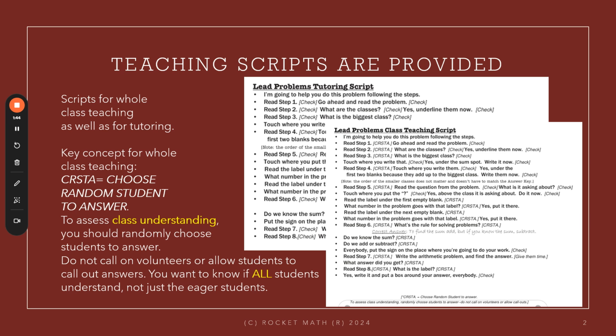To accurately assess class understanding, it is critical not to allow call-outs and instead to call randomly on your students, eventually calling on everyone. You are searching to see if there are any students who aren't keeping up with the presentation or who don't understand. We use the acronym CRISTA, which stands for Choose Random Student to Answer on all key questions. If you use a system to do that, you can ensure that all students are learning the procedures.